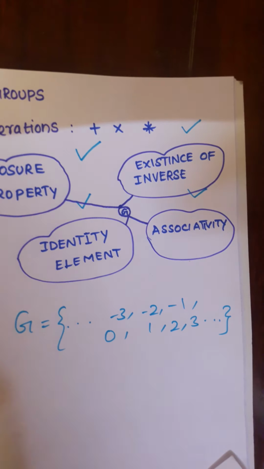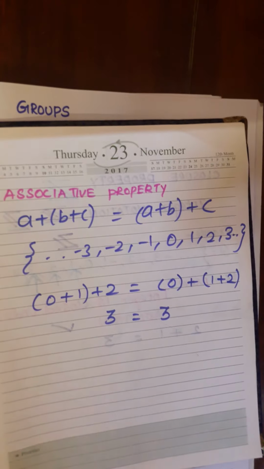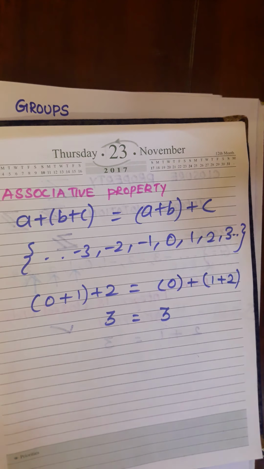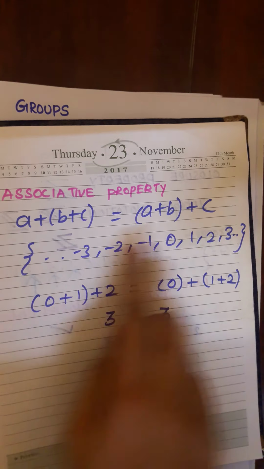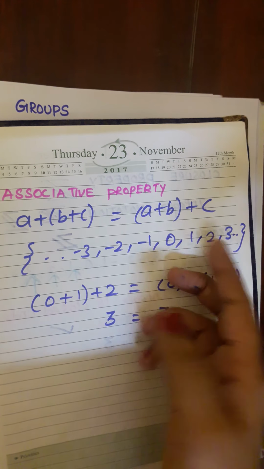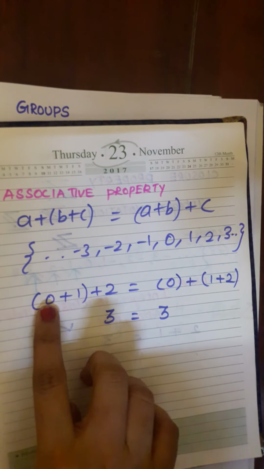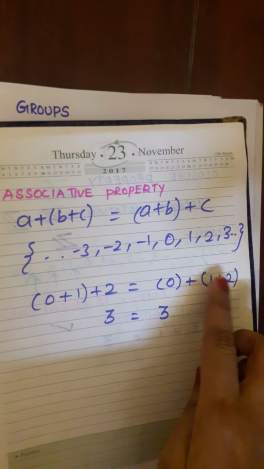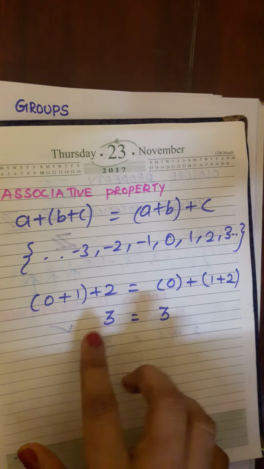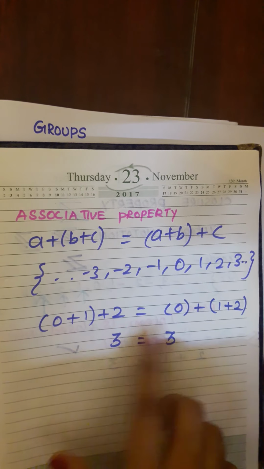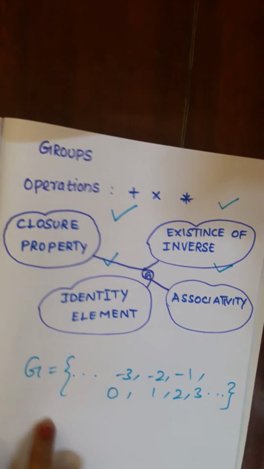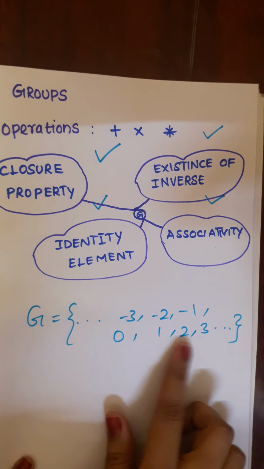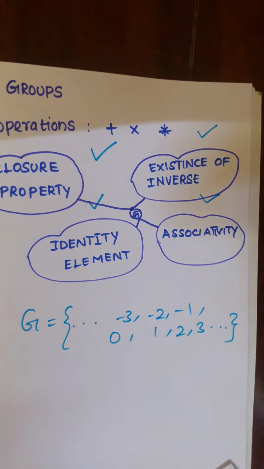We'll move on to the associative property. The associative property is easy. Grouping of 2 out of 3: A plus B plus C is equal to A plus B plus C. I'm taking the same set again. You can take any 3 elements from the set. I'm taking 0, 1, 2. So I'm grouping 0 and 1, plus 2. On the right hand side I'm grouping 1 and 2. On both sides I'm getting 3 as the answer. Since my answers are equal, I can say the associative property is satisfied. So now I can call this set a group since it satisfied all the 4 properties.